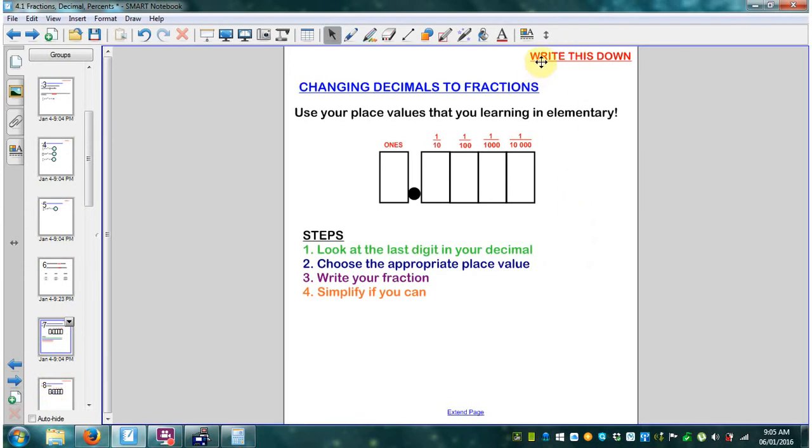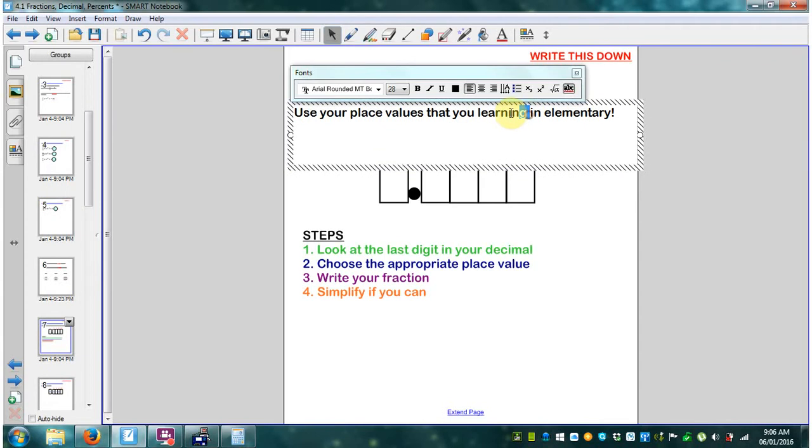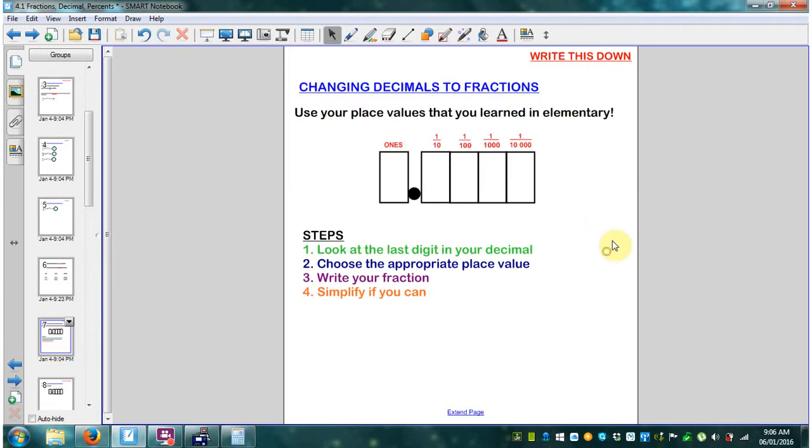Okay, so here are the notes I want you to write down. Changing decimals to fractions: use your place values that you learned in elementary. We remember our ones place, and after that we have our tenths place, or 1 over 10, our hundredths place, thousandths, and ten-thousandths, and so on. The next one will be hundred-thousandths, then millions. All these represent 1 over 10, 1 over 100, 1 over 1,000, and it keeps getting bigger. Bigger denominator on the bottom here.